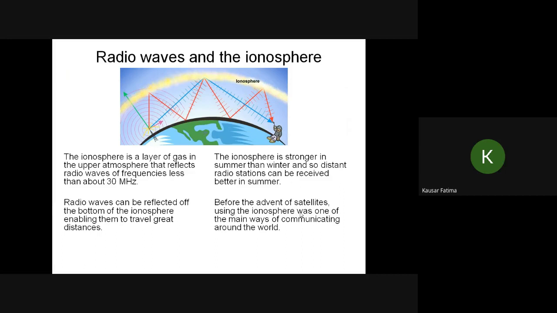Before the advent of satellites, using the ionosphere was one of the main ways of communicating around the world. Now we have satellites, so this way is reduced. There are several other reasons also, but it is still used for land to land communication, which depends on the reflection of radio waves from the ionosphere. But now satellites are also there, and they make use of microwaves.